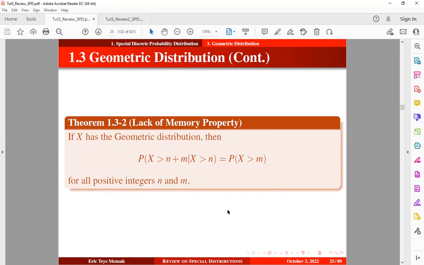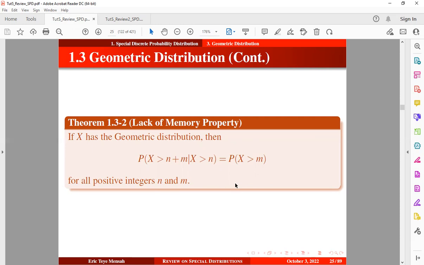So what does the lack of memory property basically imply? Let's consider an experiment of rolling a fair die. Now, suppose a 5 occurred 3 times in 20 rolls of a die, then the probability that a 5 will occur during the next x rolls of the die does not depend on the number of times it has occurred in the 20 rolls of the die, okay?